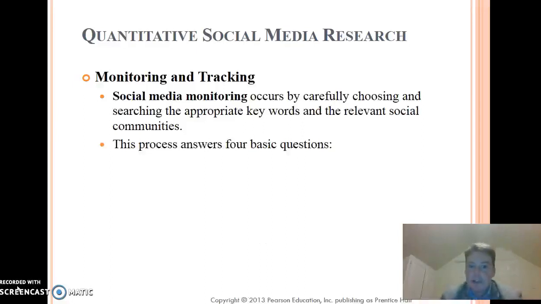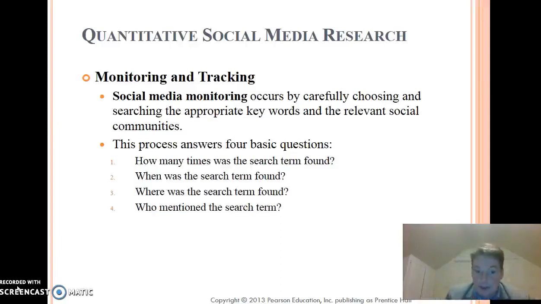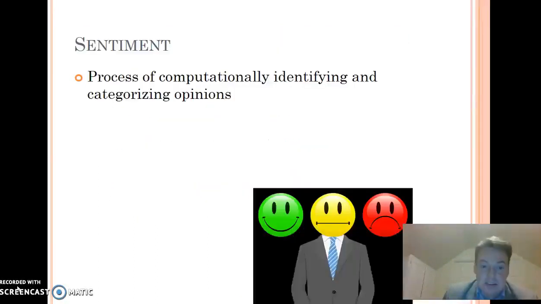So one thing we can do is monitoring and tracking. We can choose, for example, appropriate keywords, and focus on basic questions like how many times was a search term found, when was it found, where was it found, and who mentioned the search term. So we can see how popular something is and who's actually talking about it just by counting instances of that term. And what we're often interested in is this idea of sentiment. So how people feel about things.